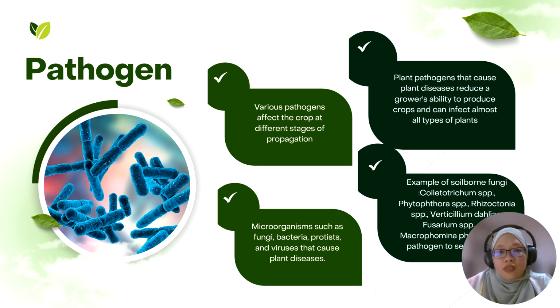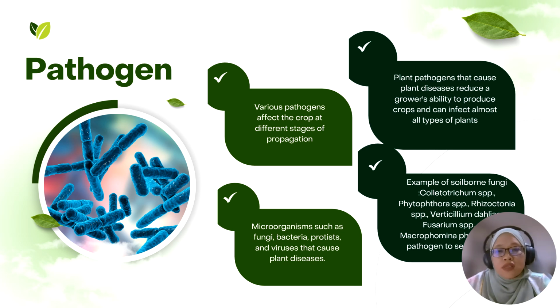Fusarium can cause fusarium wilt, leading to yellowing and collapse. Phytophthora, which is notorious for causing root rot in wet conditions. Rhizoctonia is often linked to damping-off disease. Verticillium, which causes wilting by blocking water flow inside the stem.